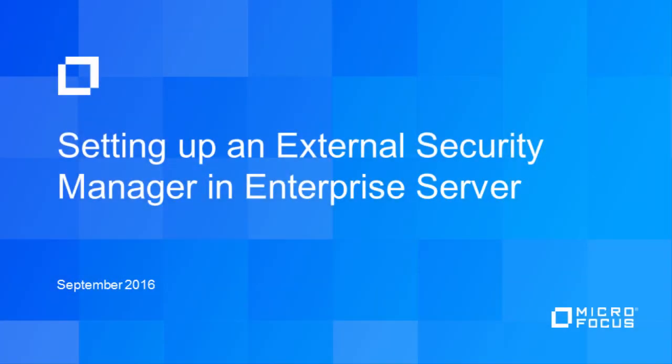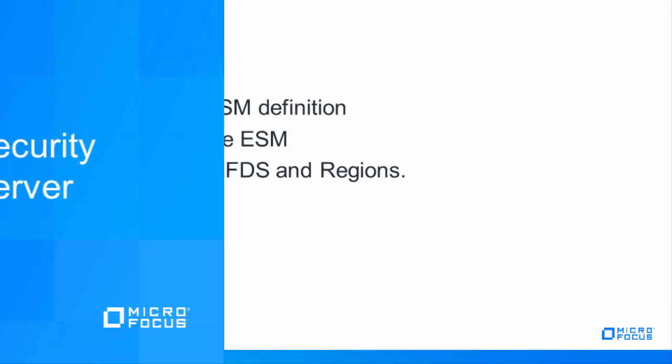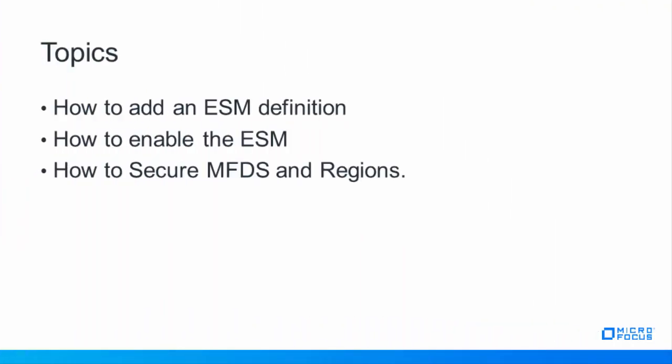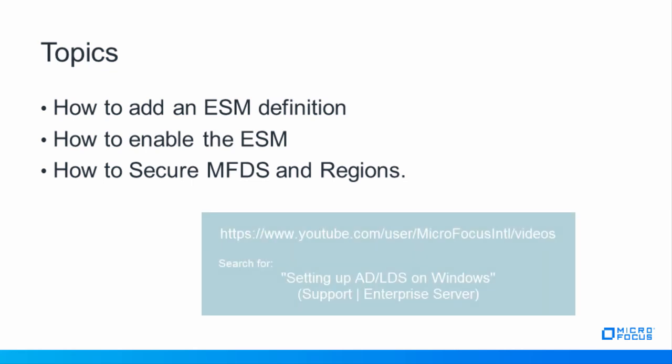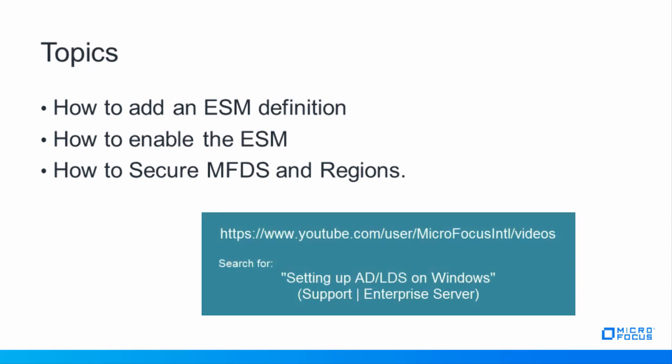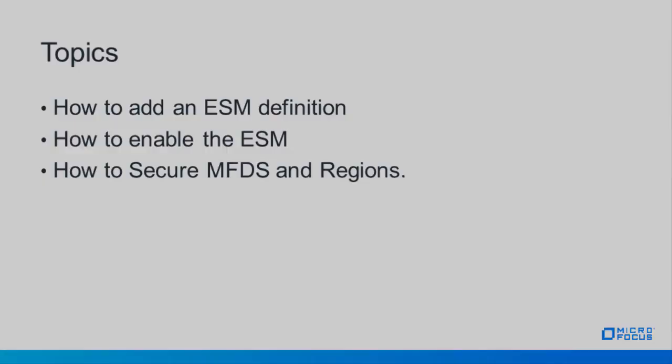This video will show how to create an external security manager definition in Enterprise Server that will connect to an existing LDAP repository instance. This ESM definition can then be used by both MFDS and the regions to implement security and resource controls. Please see the previous video on how to set up a new Active Directory instance on Windows if you don't already have an LDAP repository instance to connect to.